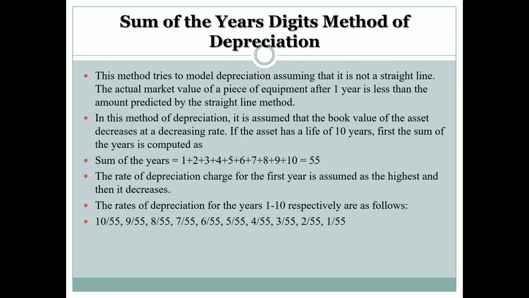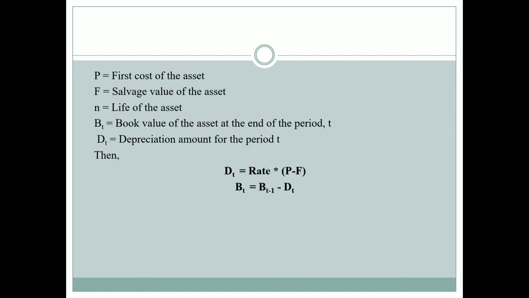So after calculation of this, again P is the first cost, F is the salvage value, N is the life, BT is the book value, and DT the depreciation. So DT is equal to rate into (P minus F). The depreciation rate at year T is given by the rate you have already calculated. If it is the first year, then for the above example it is 10 by 55 into (P minus F). If it is the second year, then it is 9 by 55 into (P minus F). So BT is BT minus 1 minus DT.